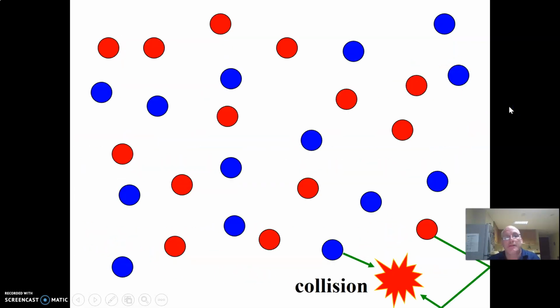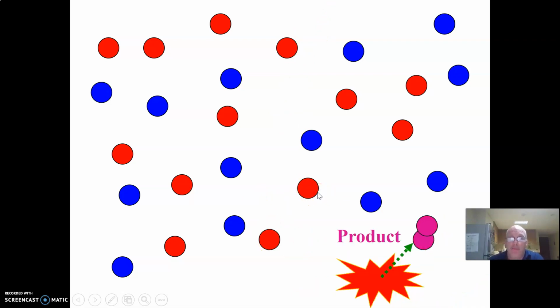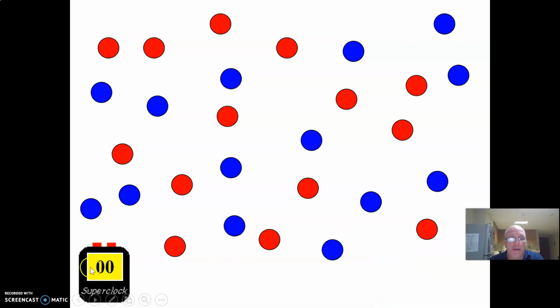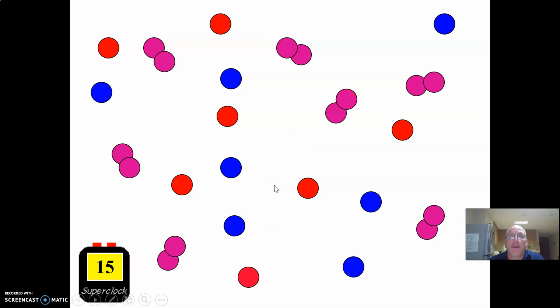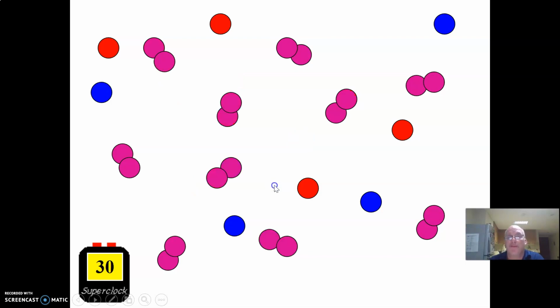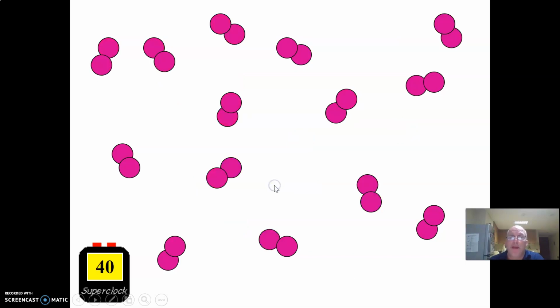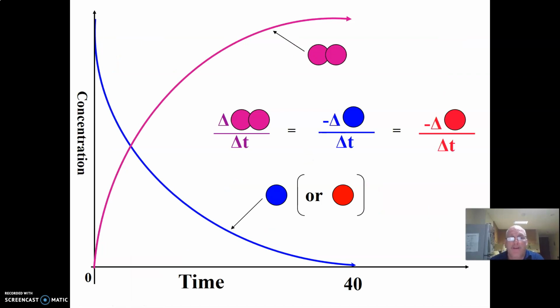Okay. Now let's look at the blue and red reactants, and let's pretend they're in solution. So all this white represents water. And they have to collide and they will produce that purple product. Now I'm going to start the clock, and you can see that the blue and red is decreasing and the purple is increasing as time goes on. And eventually all of the reactant will have changed into product, and you can see the reaction finished here in 40 seconds. Now I could represent that change graphically like this.